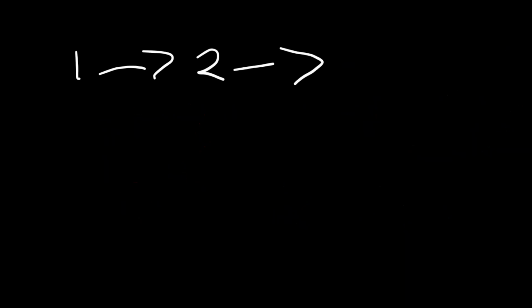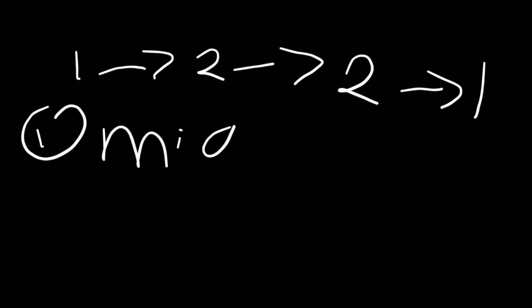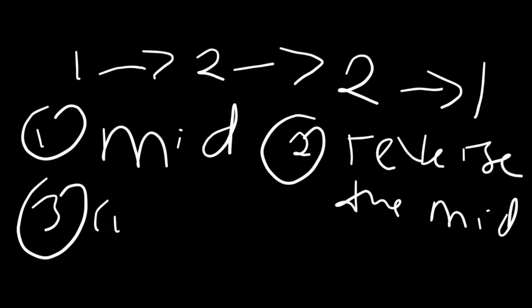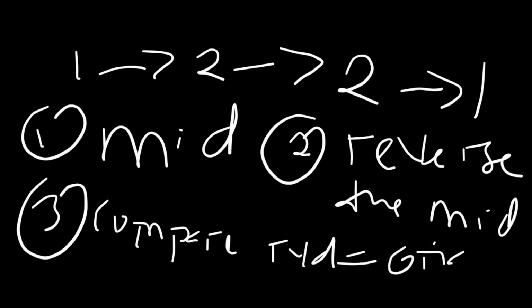So what I'm actually saying is that let me write back our values. First, we want to find the middle of the linked list. Then we want to reverse the middle. Then we want to compare reversed with original. If it is a palindrome, they will be the same. But if it is not a palindrome, it's going to fail at this point.